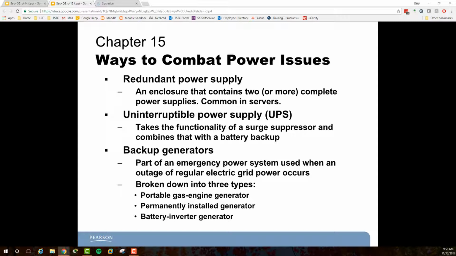An uninterruptible power supply is another thing that will function as a surge suppressor and a battery backup. So a power strip is a surge suppressor. So the strip will catch the surge and it will probably kill it, and it probably won't kill all the other things attached to it, like your computers and your printers and your routers. But a UPS does more than that.